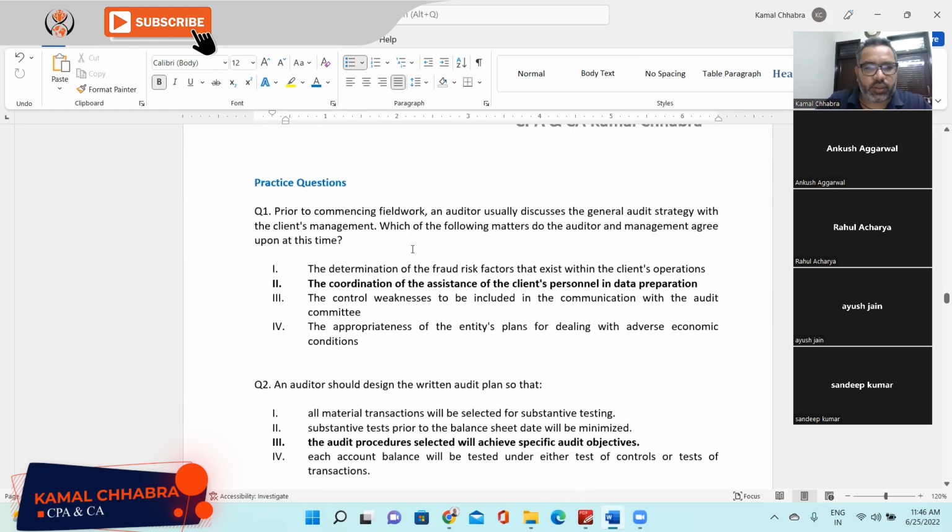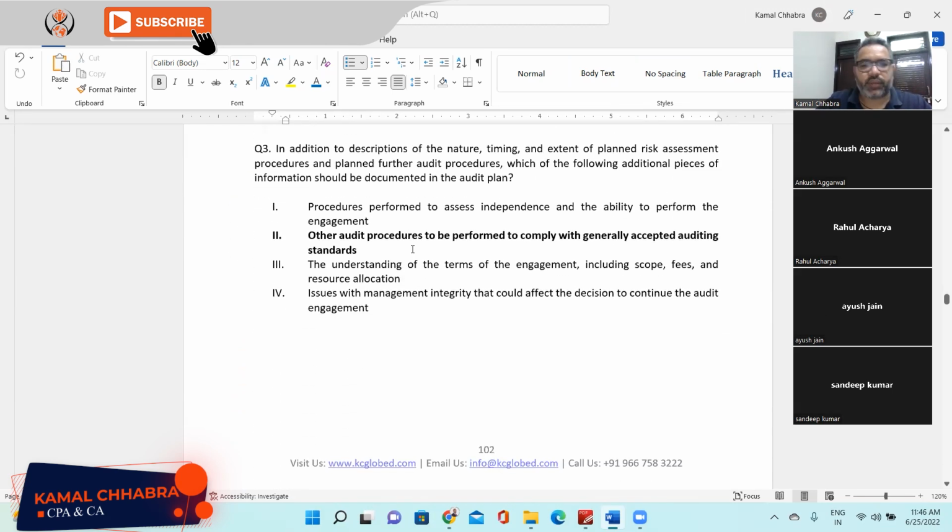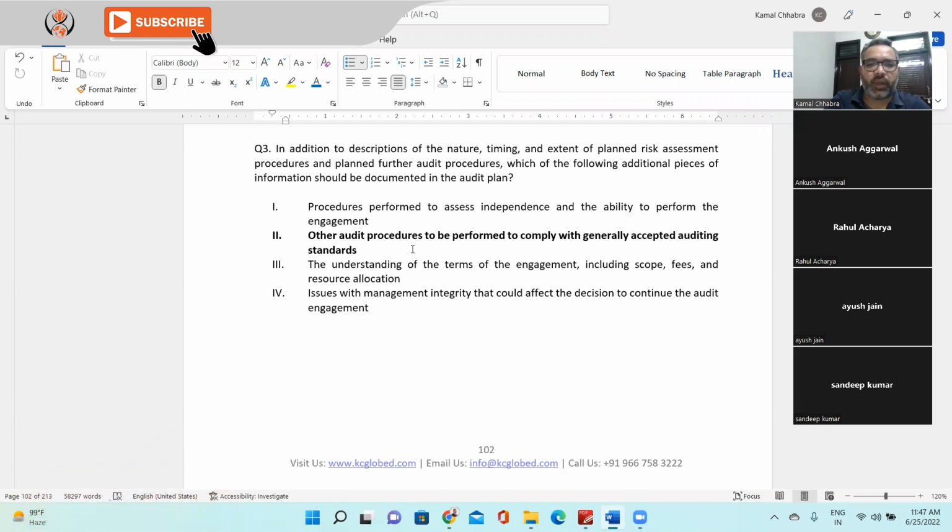Cool. Okay, so third question for the day. In addition to the description of nature, timing, and extent of planned risk assessment procedures and planned further audit procedures, which of the following additional pieces of information should be documented in the audit plan? So what will you be additionally documenting in your audit plan? That's the call of the question.